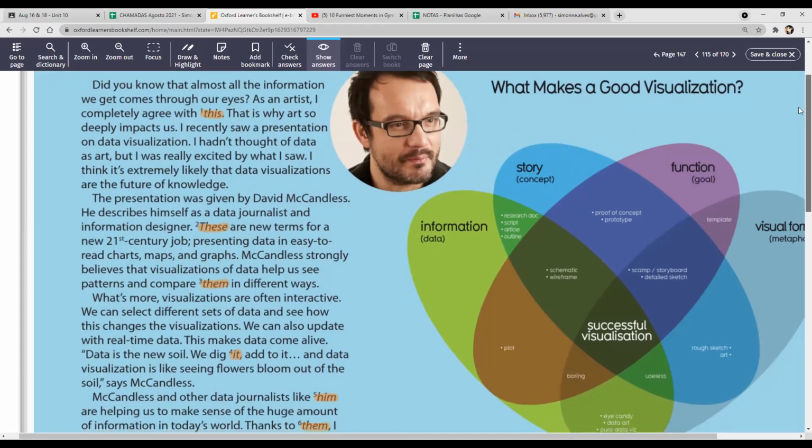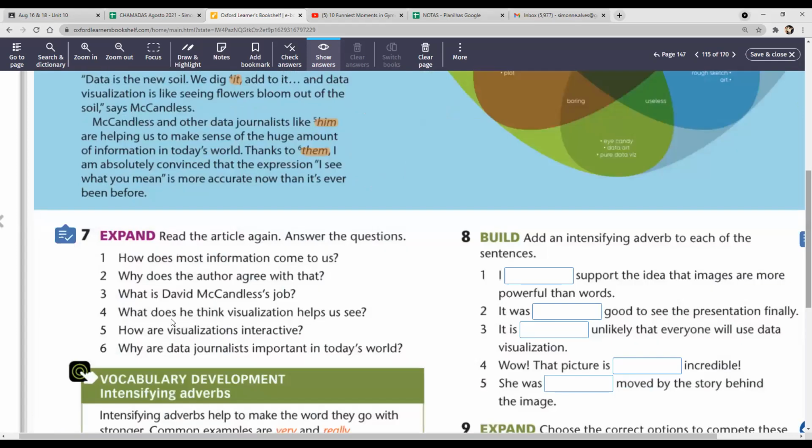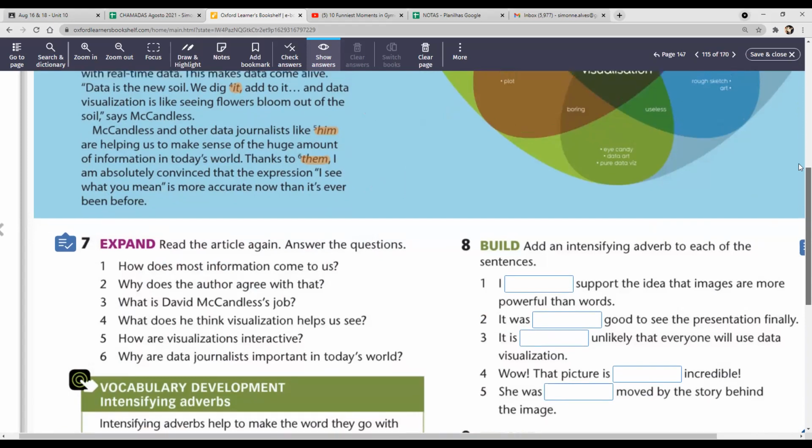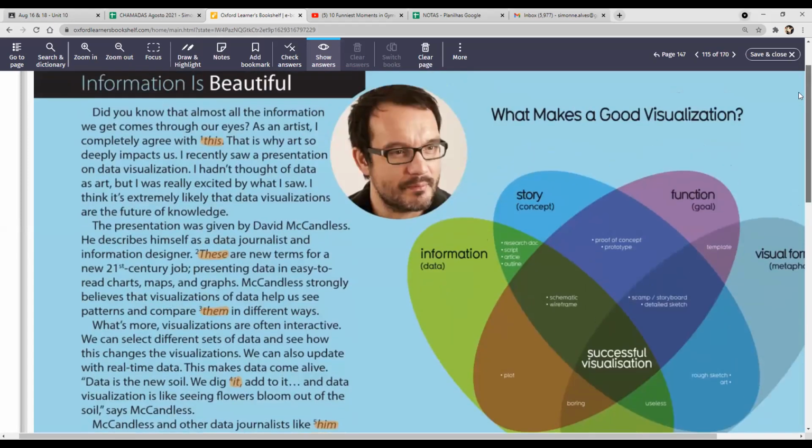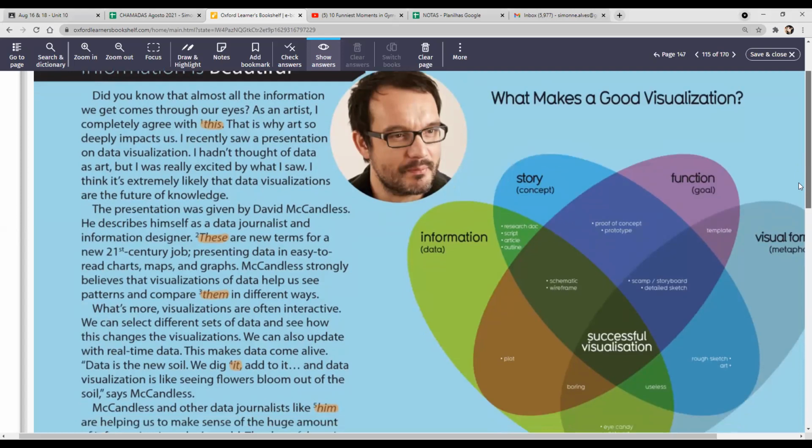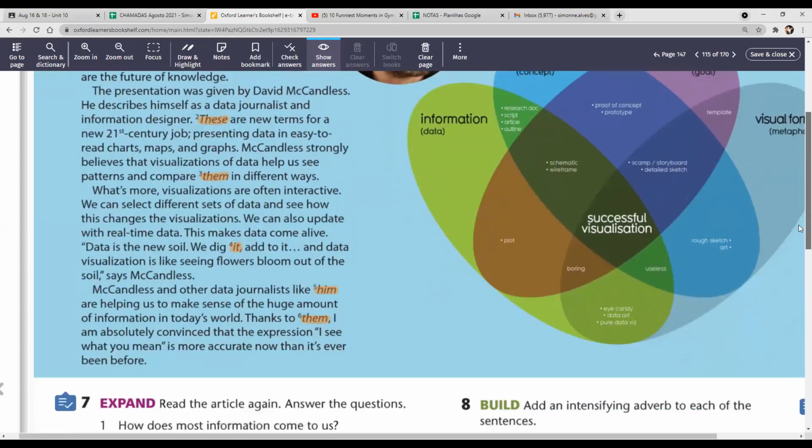Most of the time. Number one or number two, teacher? Here, number two. Why does the author agree with that? So justify, okay? So here. So why does he agree? Because he's an artist. Yeah, he's an artist. So that's why he agrees, of course. Okay. So as an artist, of course, right?